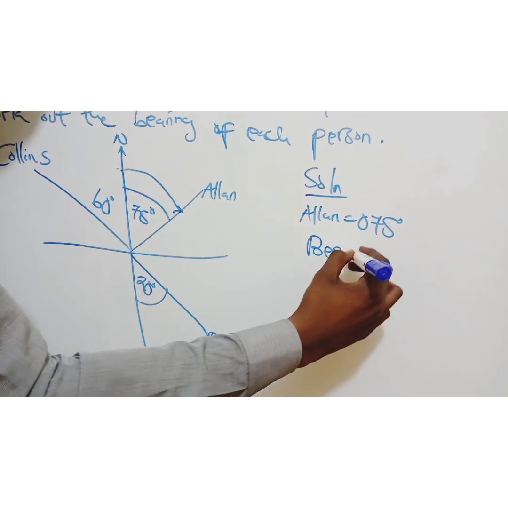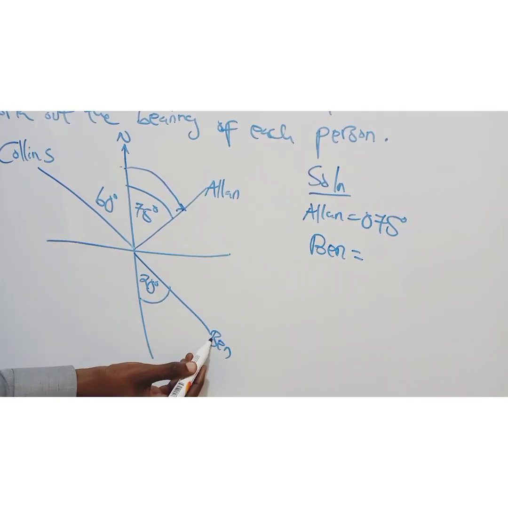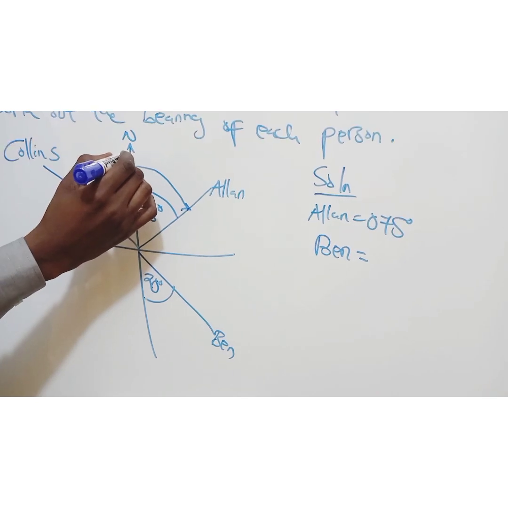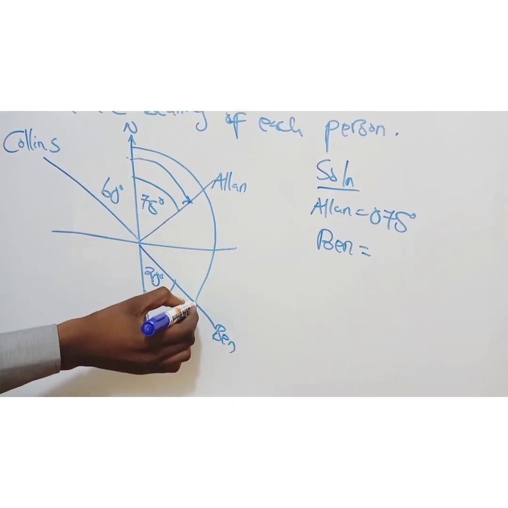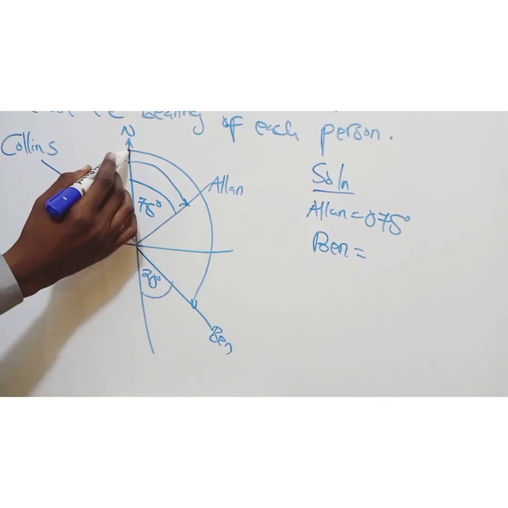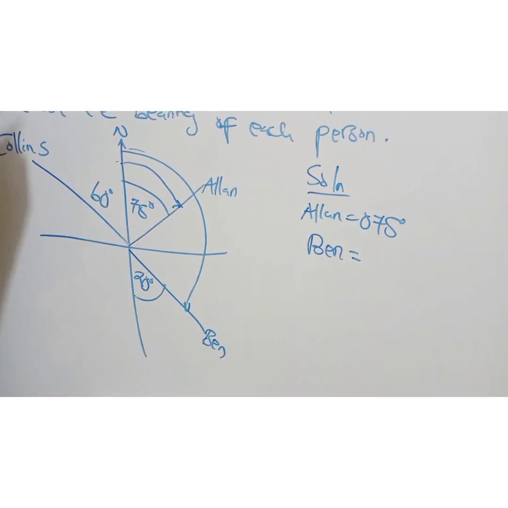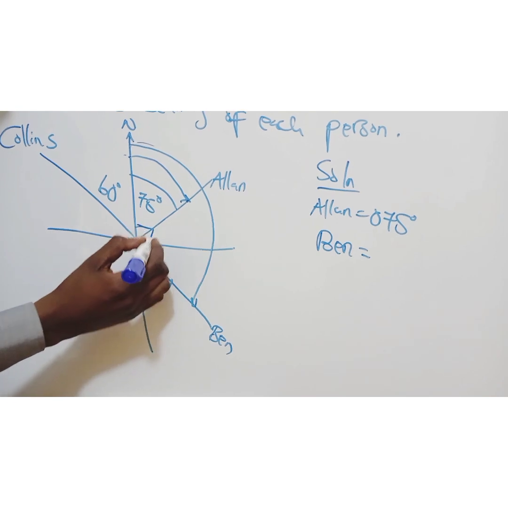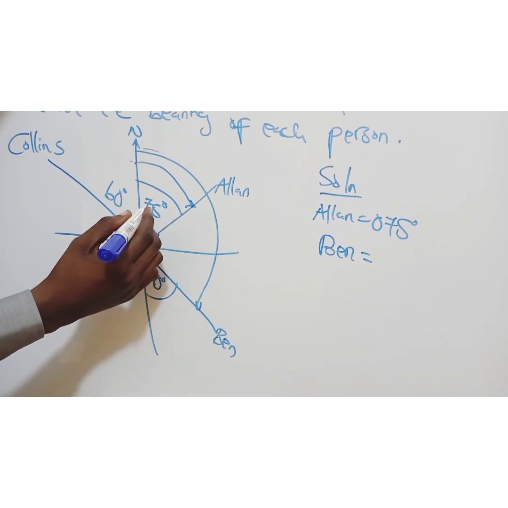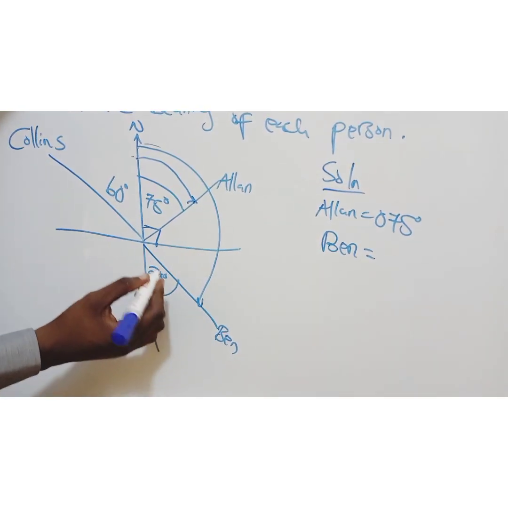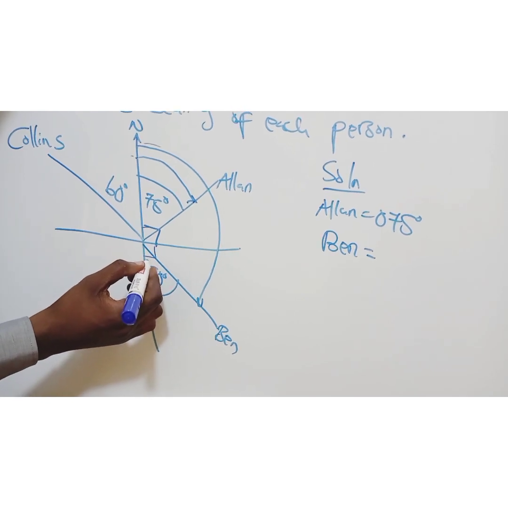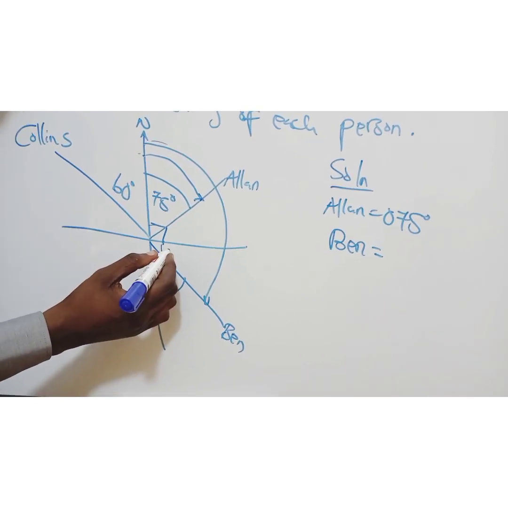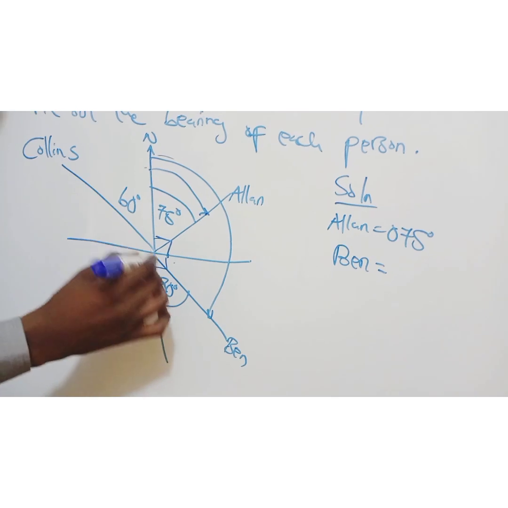We have Ben. So this is Ben. From here up to here, always start from the north. This is the bearing they want. We can do this in two ways. This is a 90. We can subtract 90 minus 75 to find what's here. Even here there's a 90, so 90 minus 20 we'll find what's here, 70. But the easiest one is this.